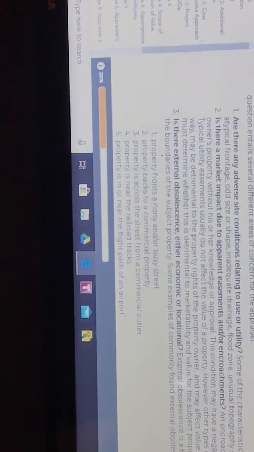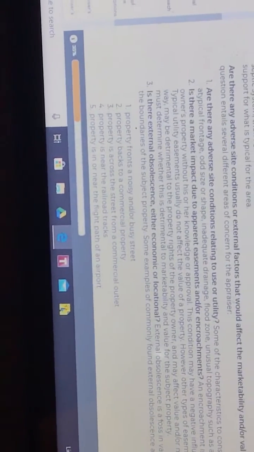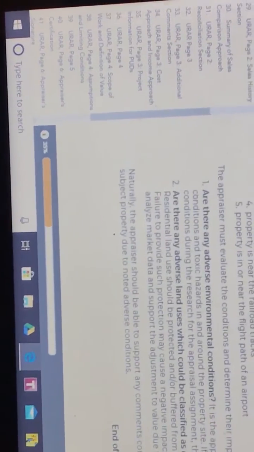Number 2, property backs to a commercial property. Number 3, property is across the street from a commercial outlet. Number 4, property is near the railroad tracks. Number 5, property is in or near the flight path of an airport. The appraiser must evaluate the conditions and determine their impact on marketability and value of the subject.